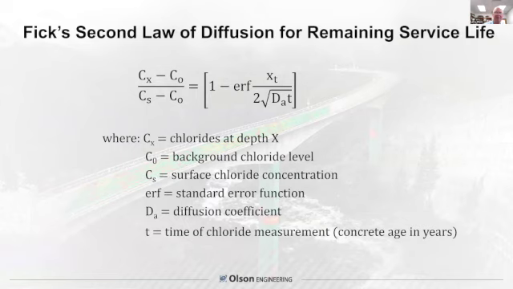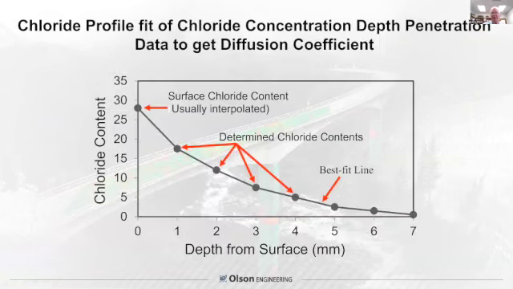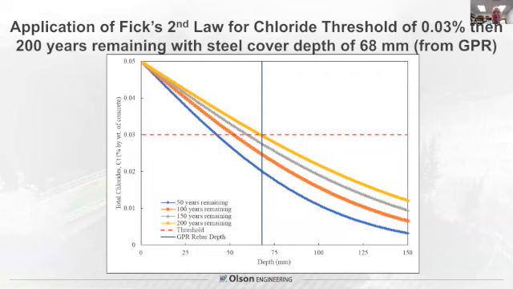You apply Fick's second law of diffusion as one basic approach to predicting the remaining service life. So you take your data, you fit this, and you determine the surface chloride concentration, and you get the diffusion coefficient. This all leads you to predict how the chlorides will advance over time. So you're fitting this chloride content versus depth line. You apply this to predict the remaining service life, knowing the depth of steel.